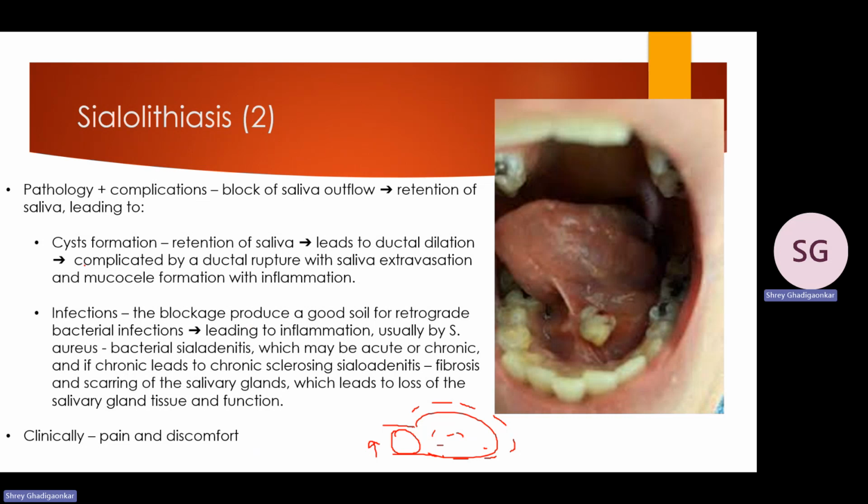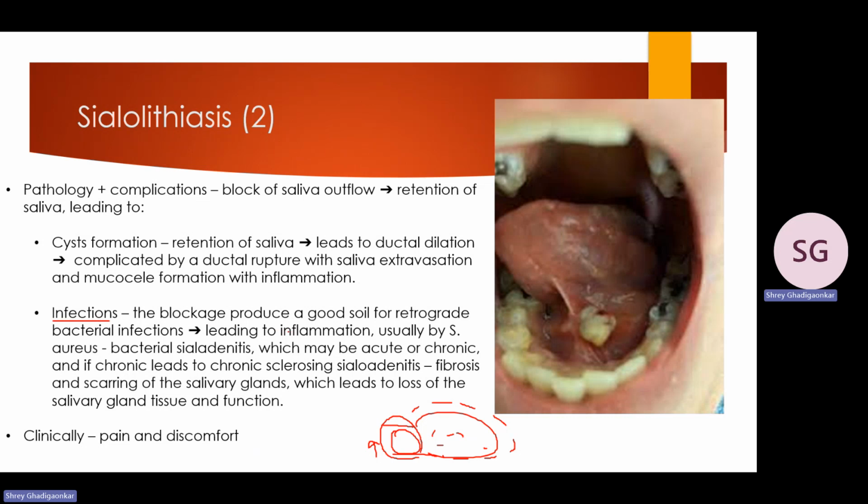The second type of complication that can occur is infection. As a general rule of thumb, if you have any obstruction anywhere in the body, it could be the lungs, it could be the intestines, this obstruction can lead to infections because of decreased outflow of saliva, and as a result of this, it can be pretty severe.